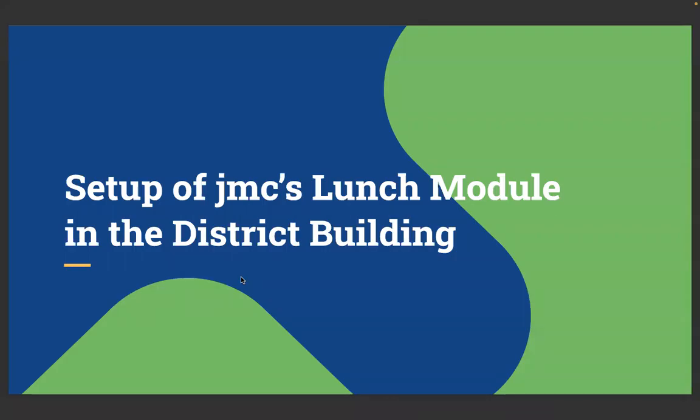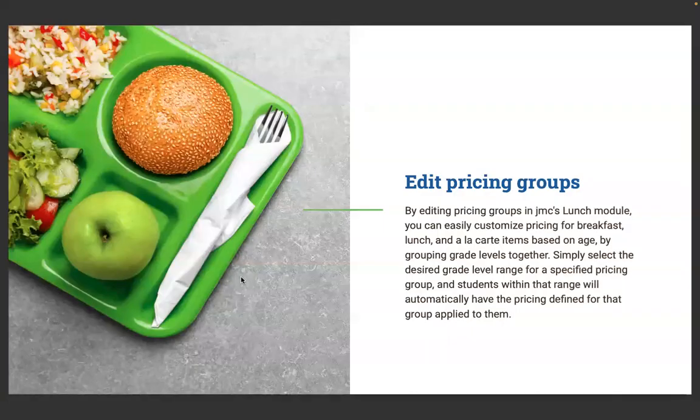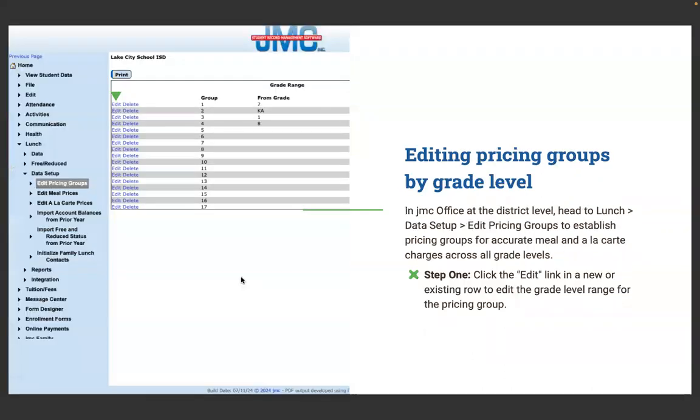Getting started, we'll start talking about the setup of JMC's lunch module in the district building. So starting with pricing groups. Since this deals with money, we are in the district level. By editing pricing groups in JMC's lunch module, you can easily customize pricing for breakfast, lunch, and a la carte items based on age by grouping grade levels together. Simply select the desired grade level range for a specified pricing group, and students within that range will automatically have the pricing defined for that group applied to them.